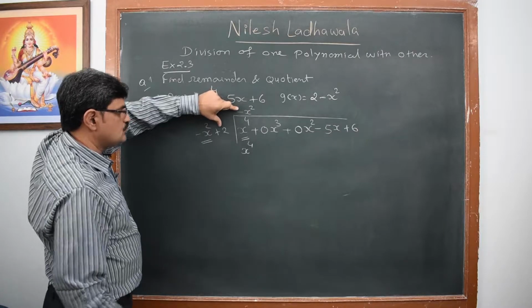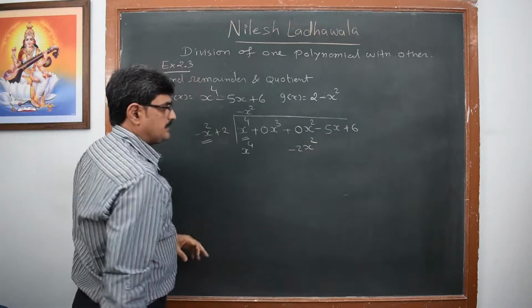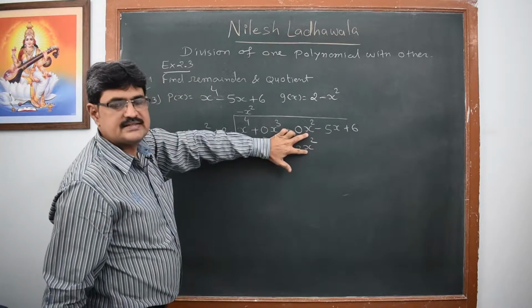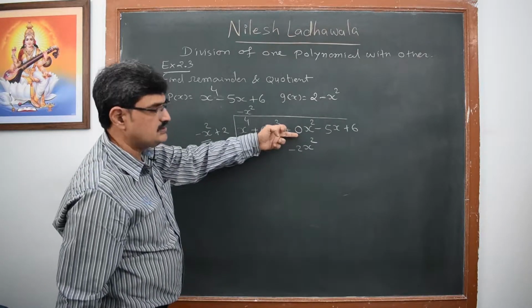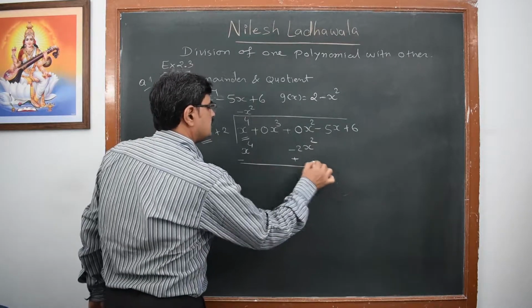Now I should multiply minus x square with minus x square, that will be x raised to 4. Minus x square into 2, that will be minus 2x square. Again you should remember that you have to write the term having the same power, that is like terms. You have to write these below the like term. Now I will change the sign.